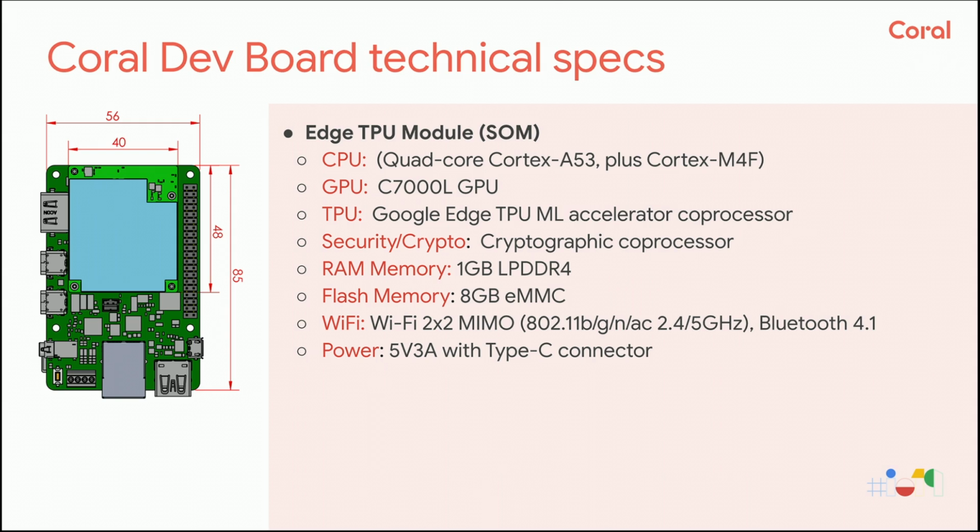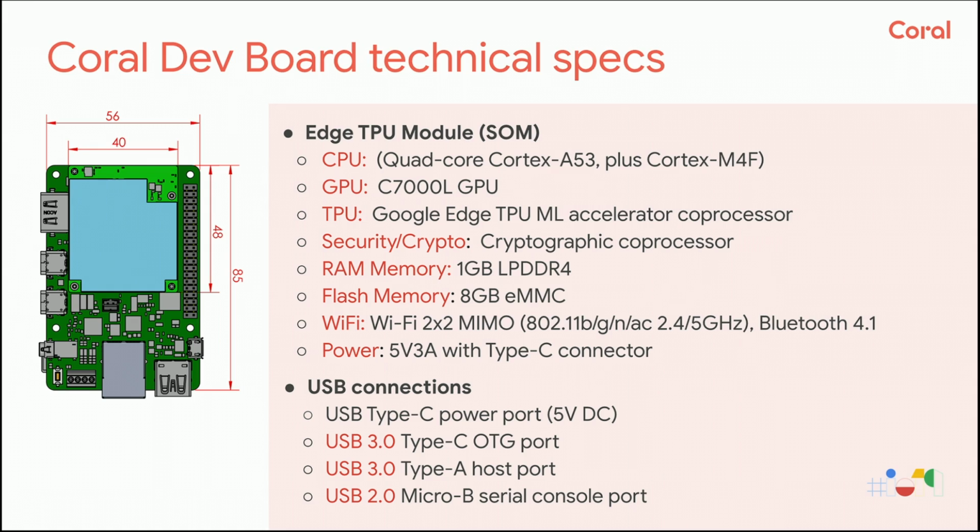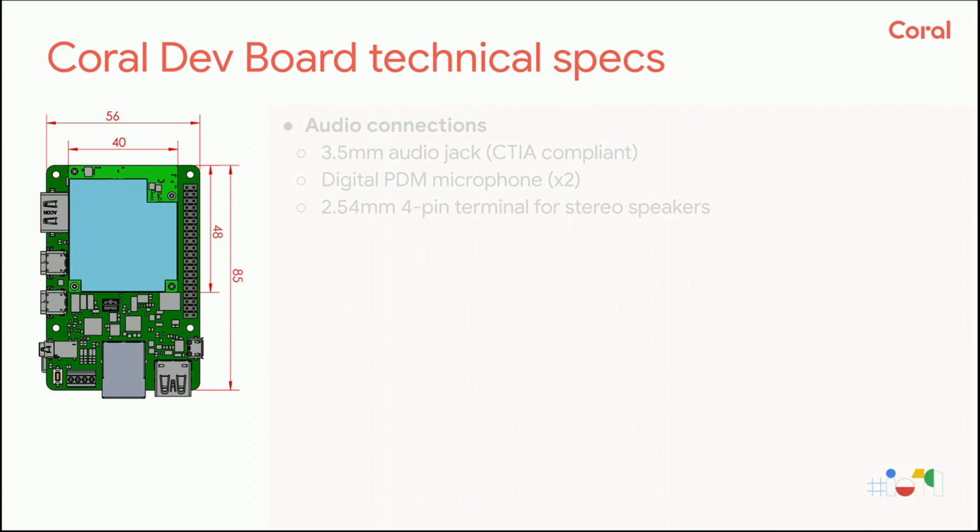It has 1 gig onboard RAM, as well as 8 gig flash memory. So enough space for you to deploy your application. It supports Wi-Fi, Bluetooth, and takes a 5 volts standard power supply. In terms of connectors, it supports both USB 2 and USB 3 speed connections. We support both USB Type-C and Type-A connectors.